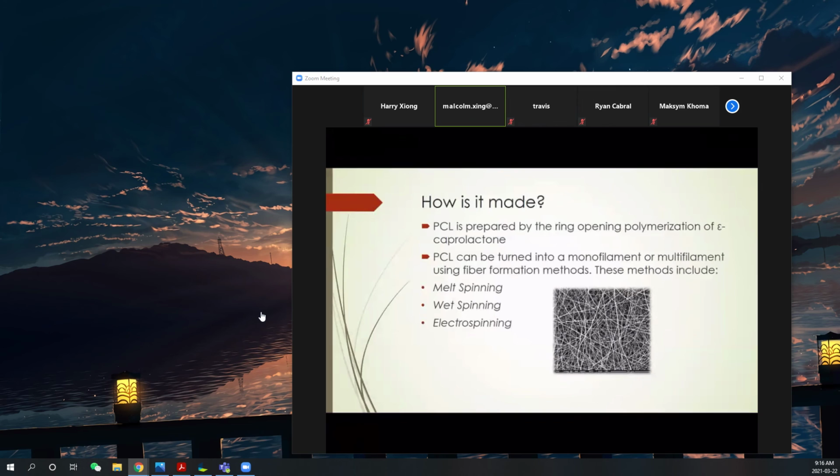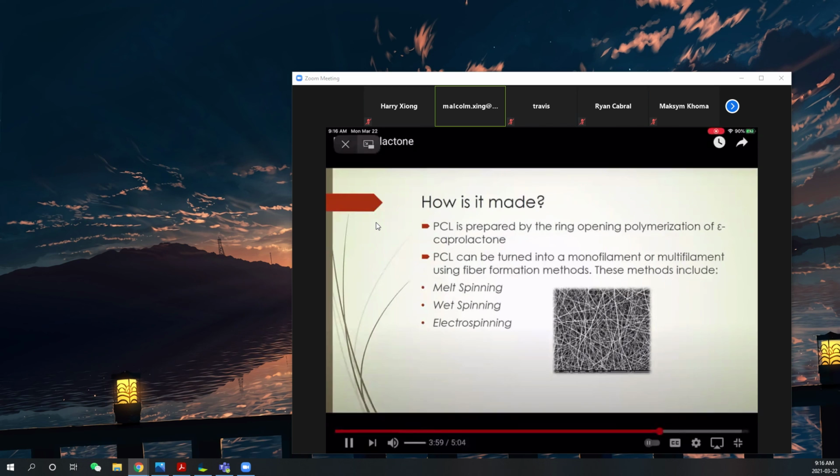These methods include melt spinning, which is when a polymer is melted, filtered, and extruded through the spinneret; wet spinning, which is when a polymer is dissolved into a suitable solvent and the solution is filtered, degassed, and pumped through the spinneret; or electrospinning, which is when the polymer melt or solution is subjected to strong electric fields and then the liquid phase polymer is ejected from a nozzle.